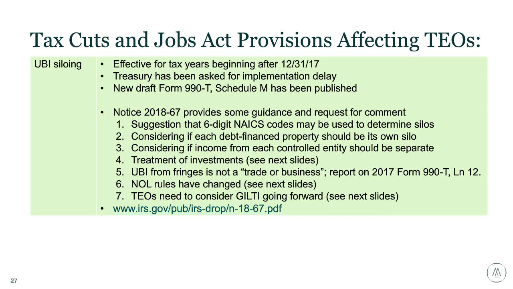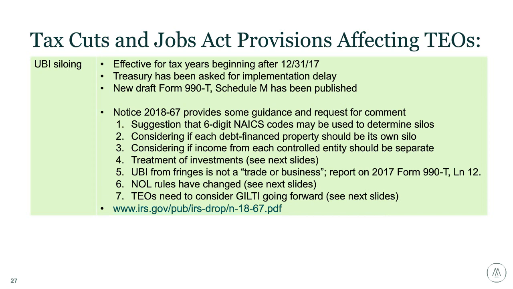Fringe benefits are not considered a trade or business, which is actually in our favor because it's not siloed, and if you only have one activity and you have a loss, it could absorb that. Net operating losses, those rules have also changed. We have a slide going over that, and GILTI is some international provisions that we're going to talk about briefly. So Lauren, pass it over to you.